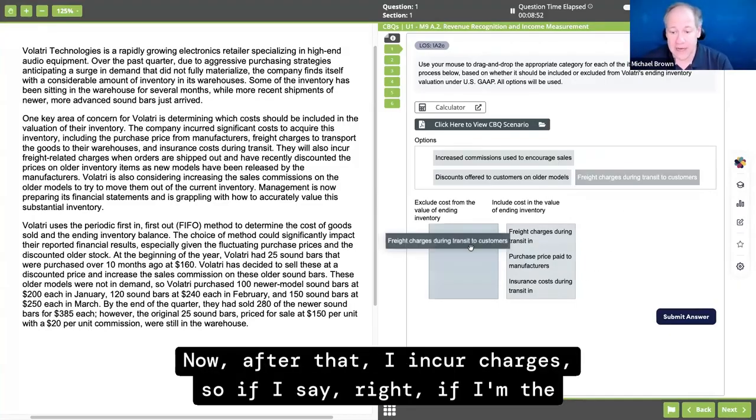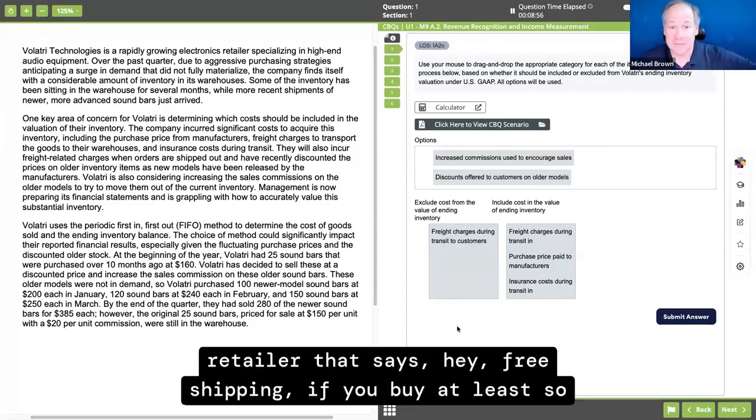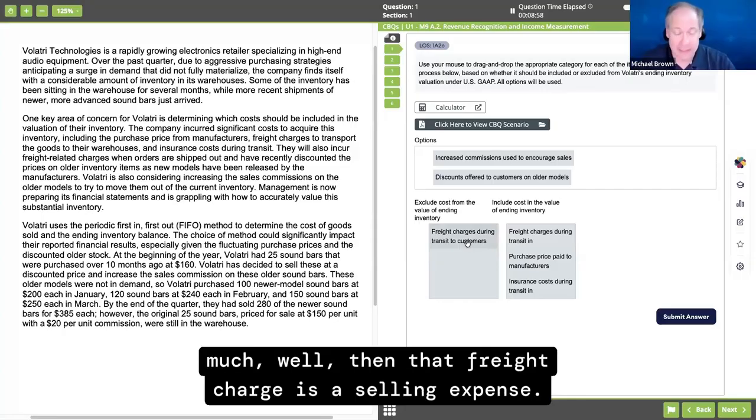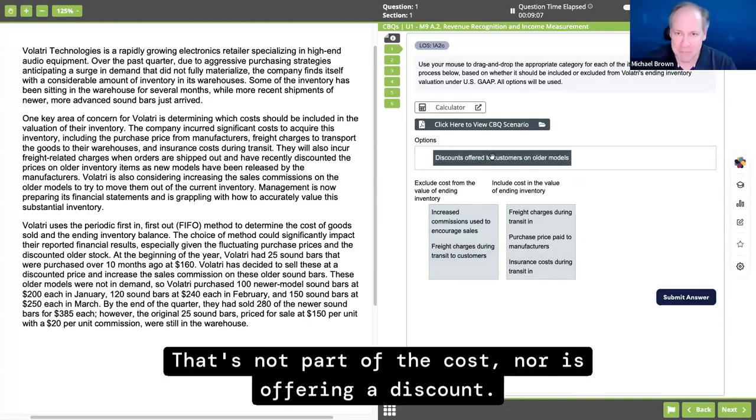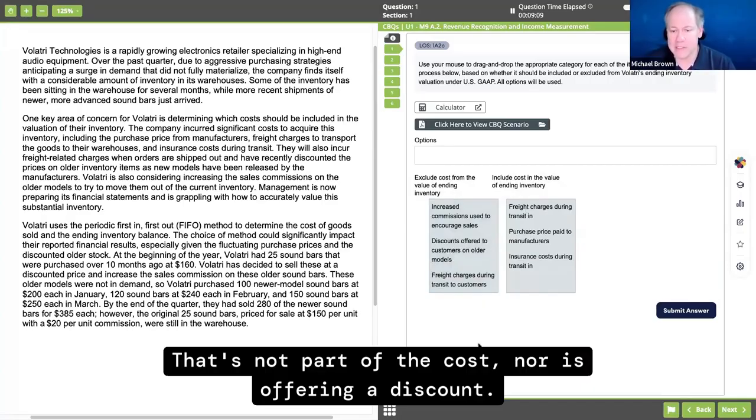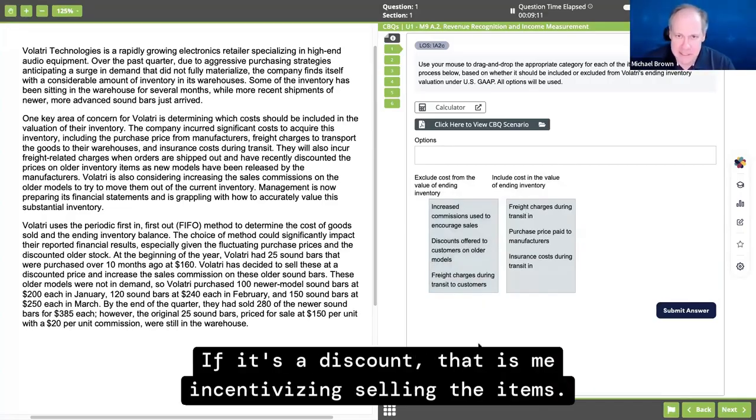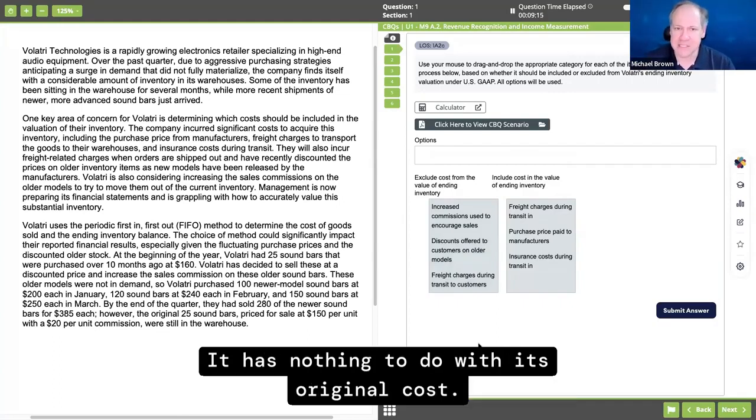Now, after that, if I incur charges, so if I'm the retailer that says, hey, free shipping if you buy at least so much, well, then that freight charge is a selling expense. If I give my salespeople greater commissions, that's a selling expense. That's not part of the cost. Nor is offering a discount. If it's a discount, that is me incentivizing selling the items. It has nothing to do with its original cost.